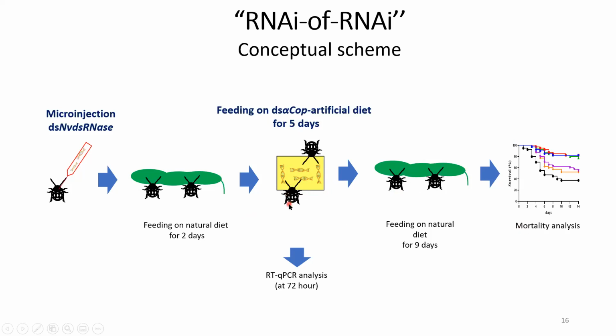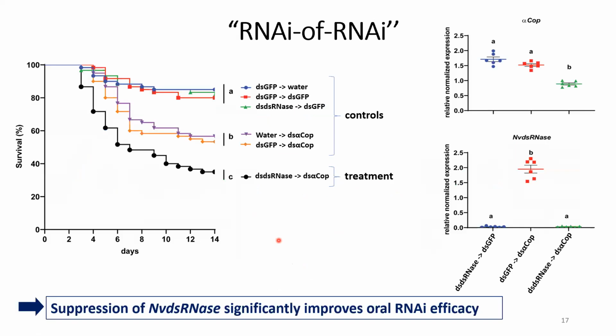And we also confirmed the effect of suppression of these dsRNases on the expression level of the essential gene after feeding on the artificial diet with the dsRNA of the essential gene. Here we can see the survival curve. So first I will explain this one. The black curve is the main treatment that I explained in the previous slide, and it showed mortality of around 65%.